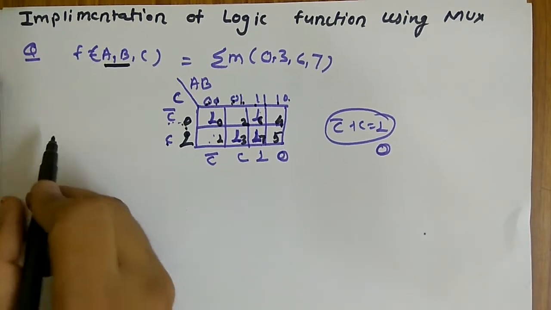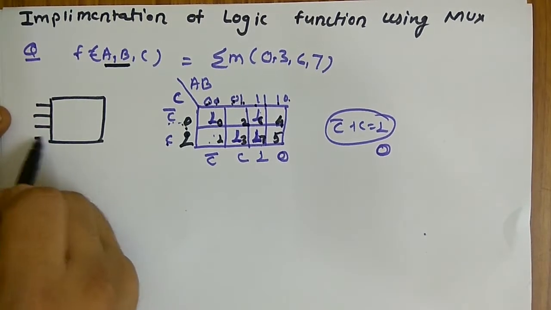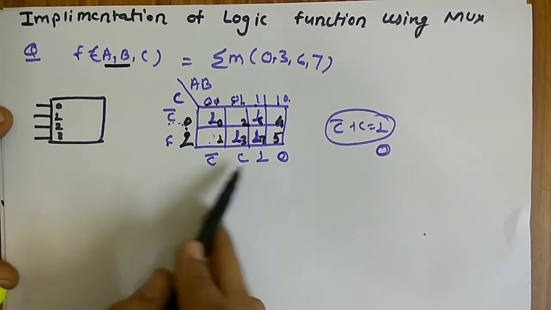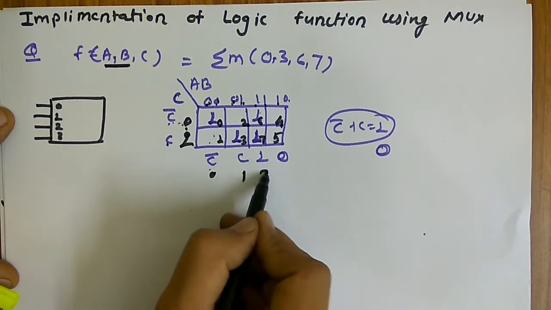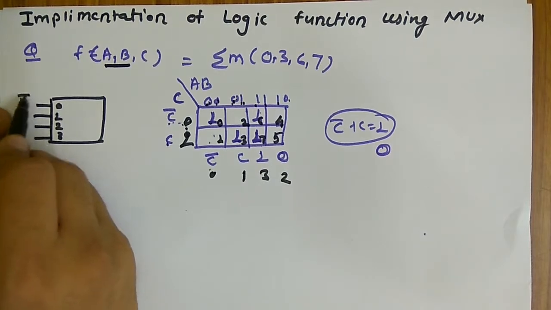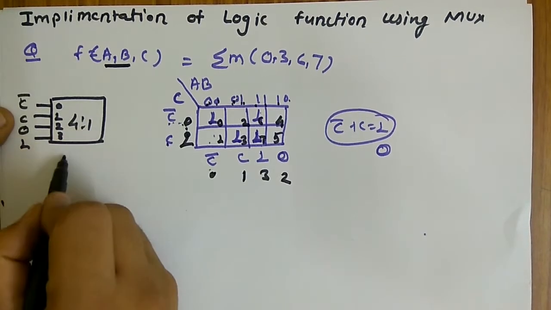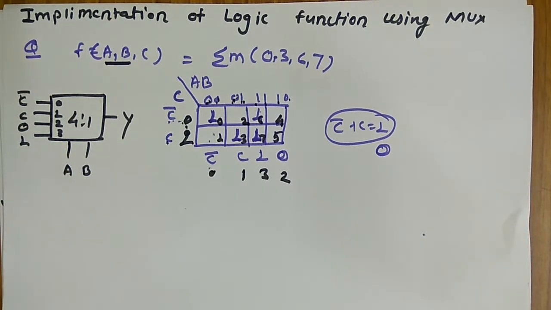0 1 2 3, you don't have to write, just as it is. Here 0, this one is 0 0 0, this is 0 1 1, this one 1 1 3, this one is 2. So you will write C bar, C, 0, 1. This will be the implementation for this one, and we have to follow the same thing in all questions.